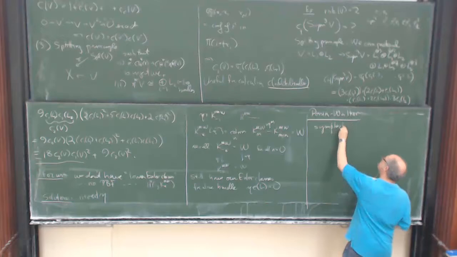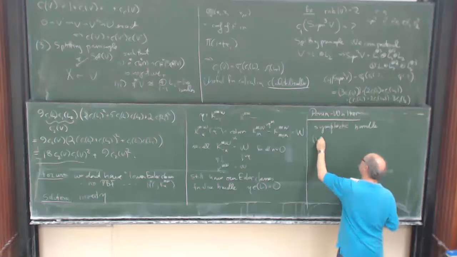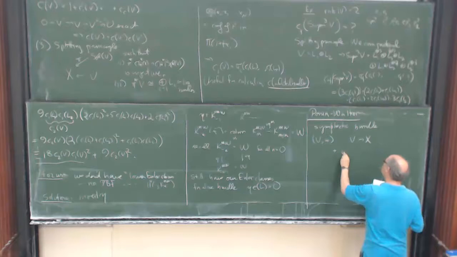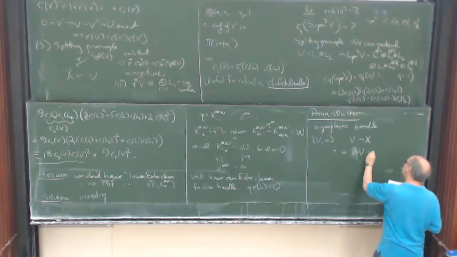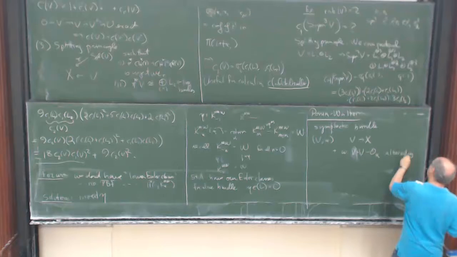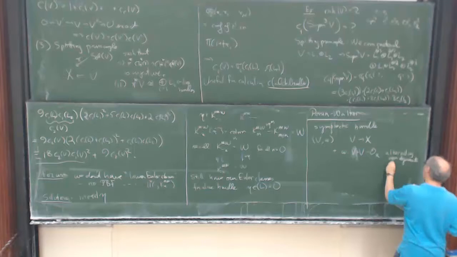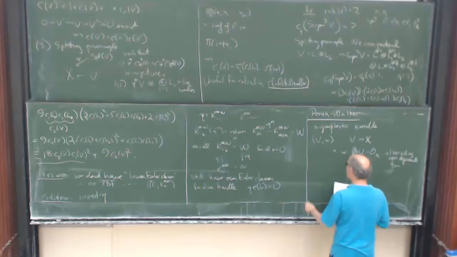So what's a symplectic bundle? Let's say (V, omega). It's a vector bundle plus omega, an alternating non-degenerate form. That's a symplectic bundle. It's a pair. And so they're always even dimensional, right?